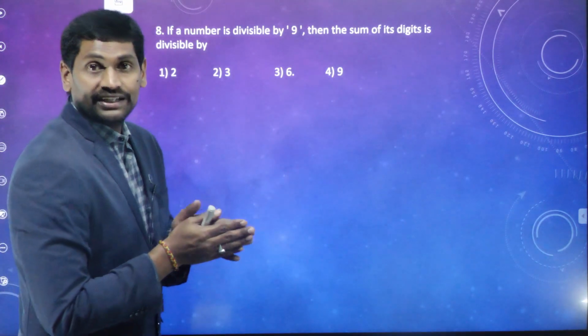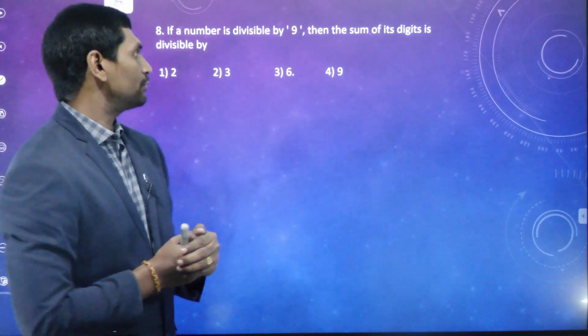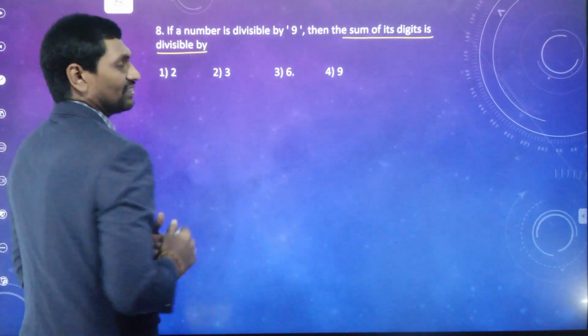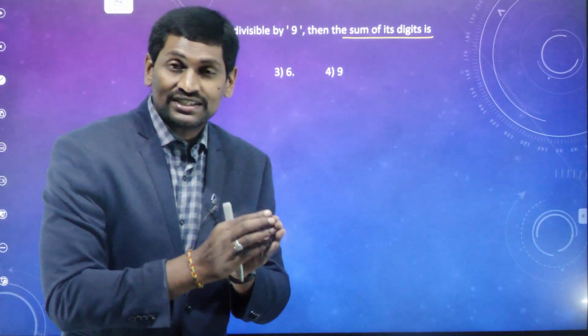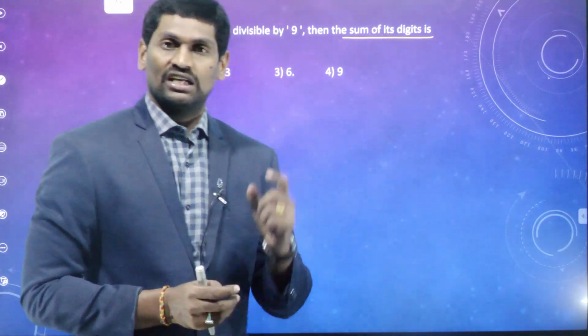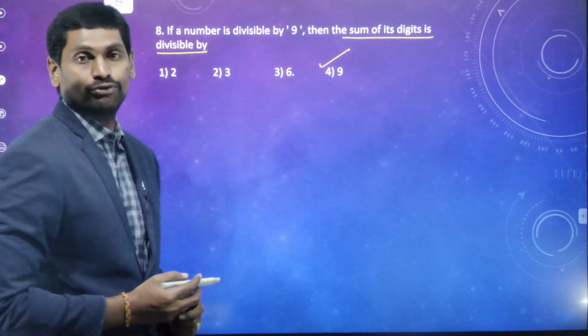Problem number 8. If a number is divisible by 9, then the sum of its digits is divisible by? According to the rule for 9, if the sum of digits is divisible by 9, or the sum of digits is a multiple of 9, then the entire number will be divisible by 9. So our correct option is 4.